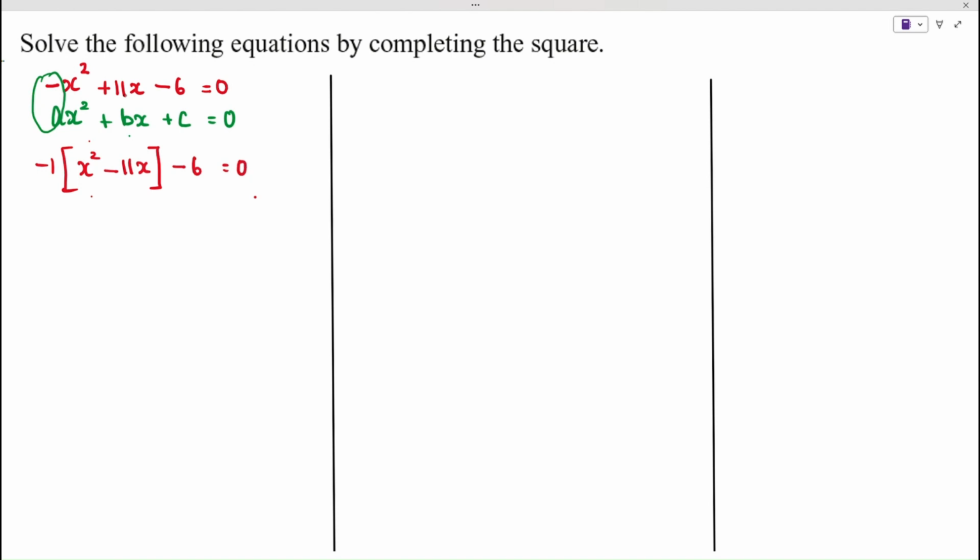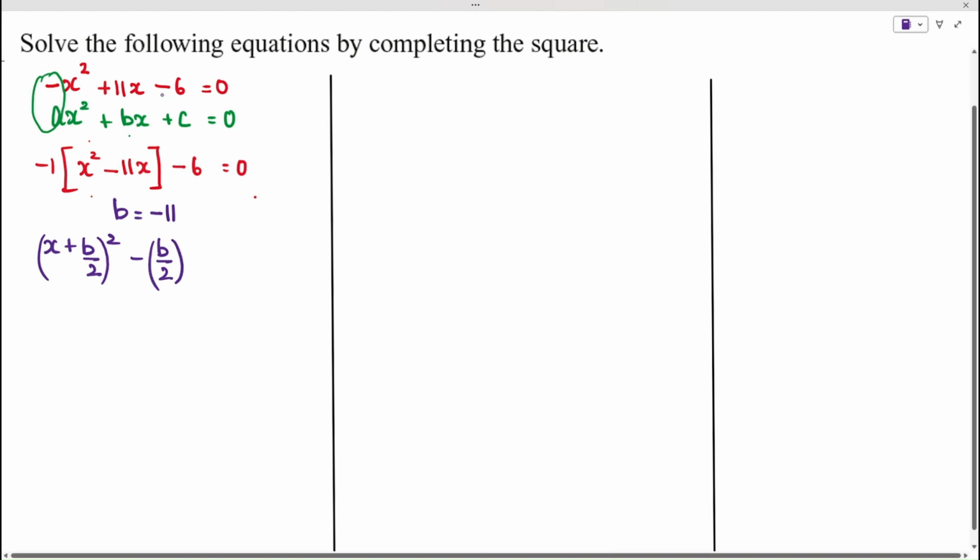Now we find our coefficient of x, and we're going to label this as b. So we have b is equal to minus 11. So now we're going to write out our completing the square formula. So this is x plus b over 2 the whole squared minus b over 2 the whole squared.